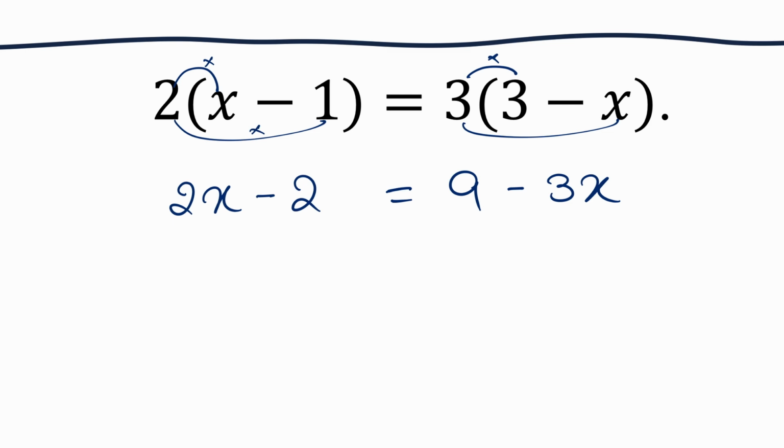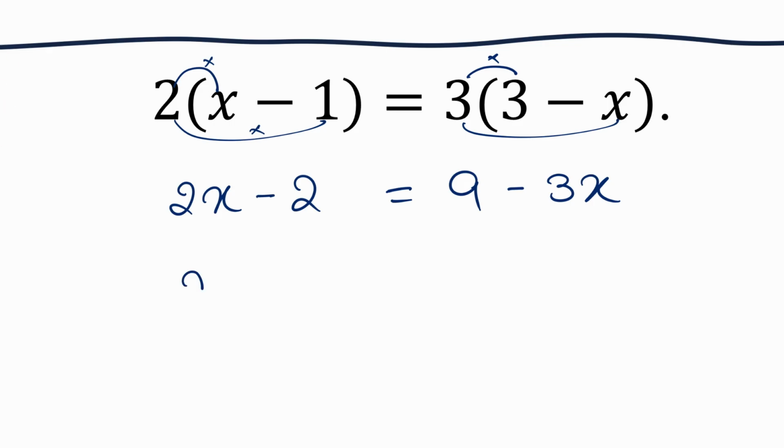Next you have to arrange, or gather, the like terms. Like terms means all the variables to one side of the equation and the remaining constants to the opposite side. So I'm going to move the negative 3x to the left hand side. 2x is already there, so all my x terms will be on the left hand side, and I'm moving the negative 2 to the right hand side along with the 9. So my constants will be on the right hand side.